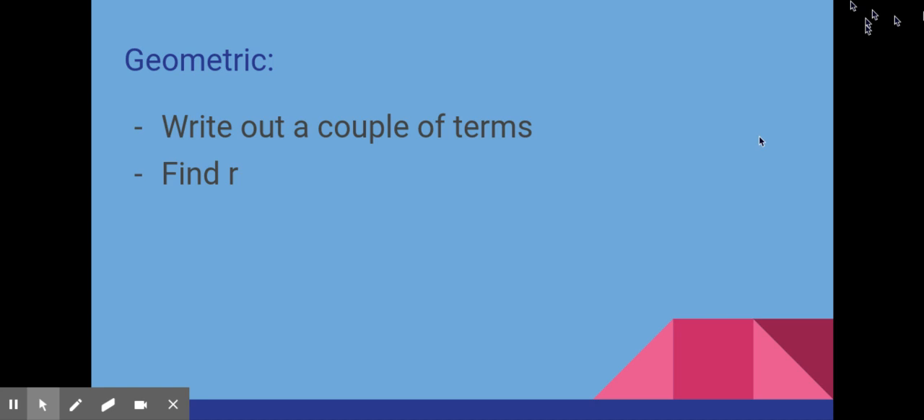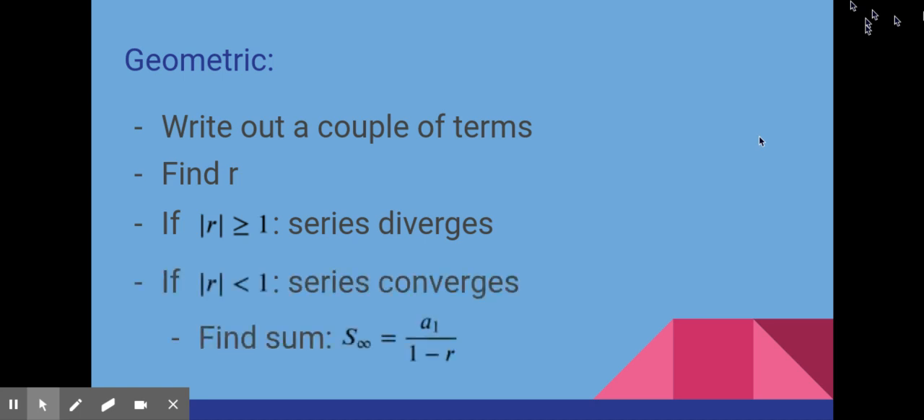So you're going to use that r value to evaluate the series. If the absolute value of your common ratio is greater than or equal to 1, then the series diverges. And if that's the case, you're just going to say series diverges by geometric test. However, if the absolute value of your common ratio is less than 1, then your series converges. And if your series converges, then you have to find the sum using the sum formula, which is the first term over 1 minus your common ratio.